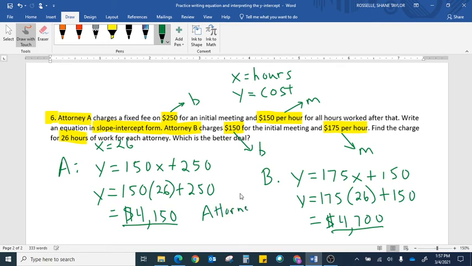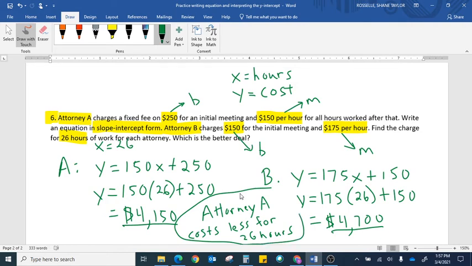Attorney A costs less for 26 hours. That's the question that they're asking, and we want to interpret that and write that in a full sentence. Attorney A costs less for 26 hours.